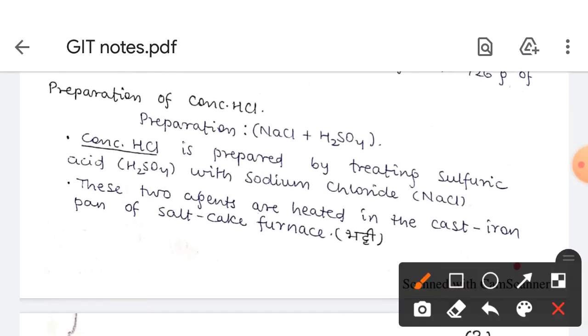Now here, preparation of concentrated HCl. Here is the reaction when we add sodium chloride with the sulfuric acid H2SO4. Here the procedure is: concentrated hydrochloric acid is prepared by treating the sulfuric acid H2SO4 with the sodium chloride. This is sodium chloride. Both the things are written here.